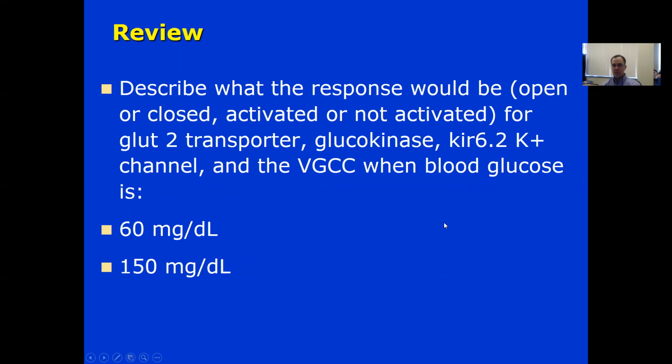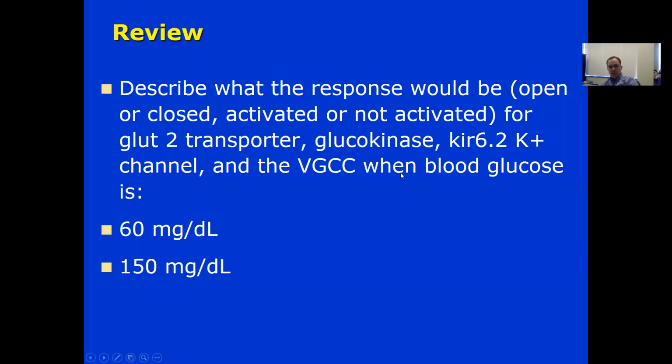Describe what the response would be, open or closed, activated or not activated, for the GLUT2 transporter, glucokinase, the Kir6.2 potassium channel, and the voltage-gated calcium channel, when blood glucose is either 60 milligrams per deciliter or 150 milligrams per deciliter. So this is going to be in between meals, and this is going to be after a meal. And this is going to be in a normal individual. So take a moment, pause the video, and make a table and decide when these are going to be activated and open or closed based on the blood sugar levels.